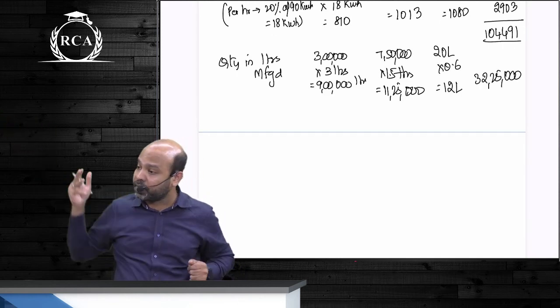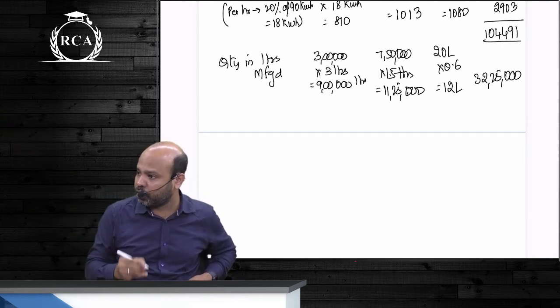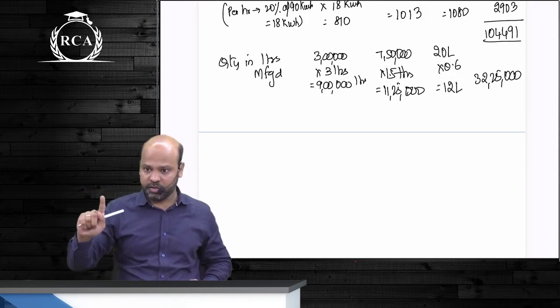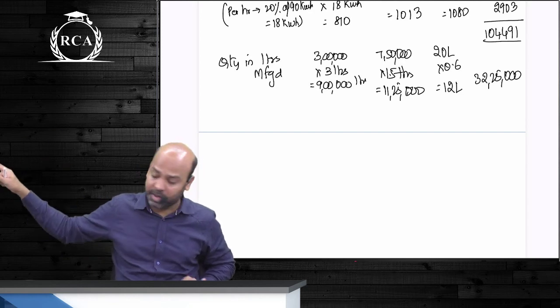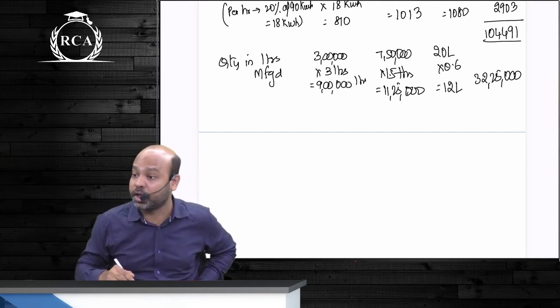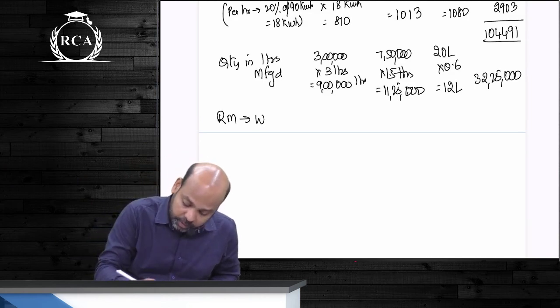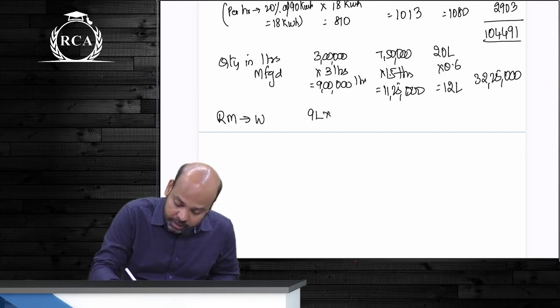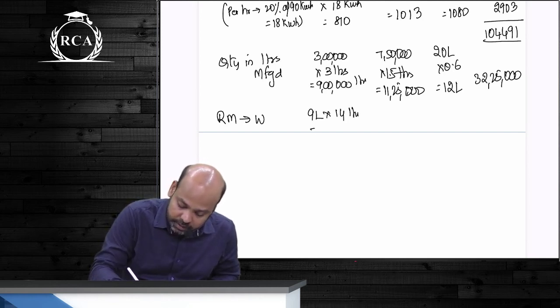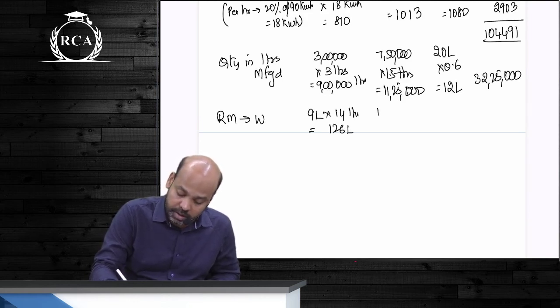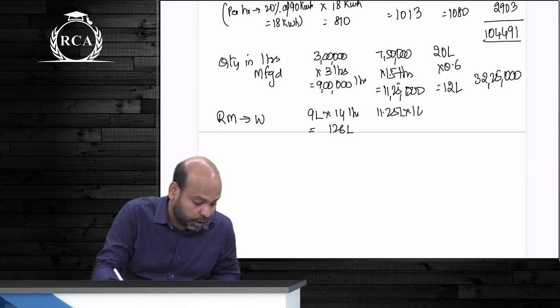See, for the profitability statement, I do not care about bifurcation. Raw material W, guys, irrespective of the bottle, I need 14 liters per liter. So the total raw material W requirement, beta, can I write 32 lakhs 25,000 into 14 liters? So my raw material W requirement, guys, would be 9 lakh liters into 14 liters. How much is that?